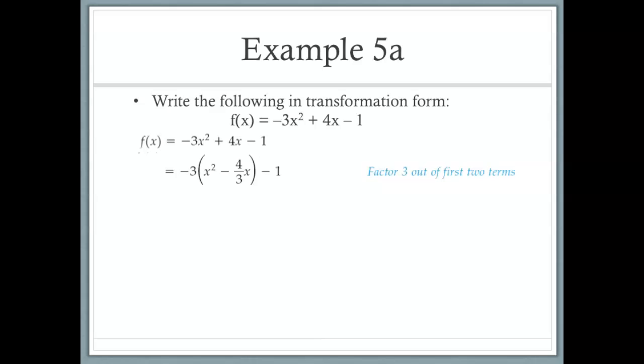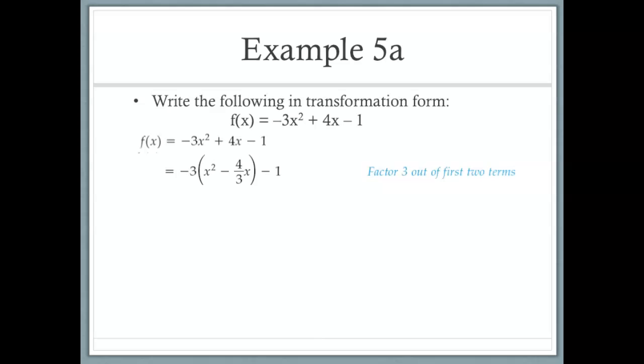And then inside the parentheses, what we're going to do is figure out what (b over 2) squared is, and we are going to add it and subtract it. So because we're working with just one side, unlike completing the square where you add (b over 2) squared to both sides, we are going to add the (b over 2) squared, and then we're also going to subtract it. So in this case, (b over 2) squared is going to be equal to 4/9.